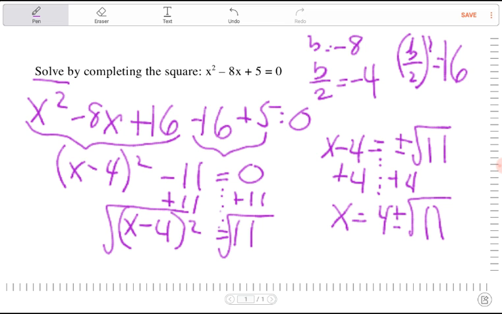If you solve this using the quadratic formula, you're going to get the same answer. But if they ask you to solve by completing the square, this is the way that they want you to solve it. You get x is equal to 4 plus or minus the square root of 11.